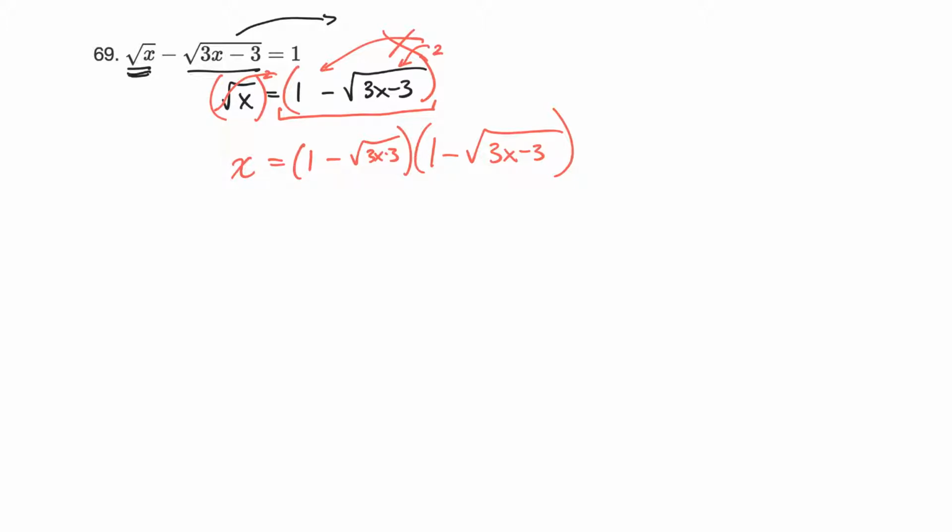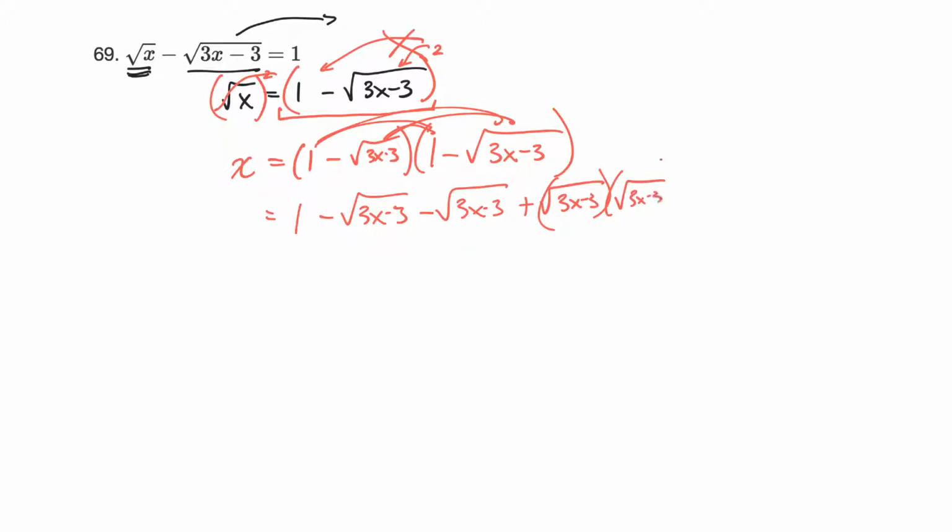Okay, so 1 times 1 would be 1. 1 times negative that would be a negative root 3x minus 3. And then this times this would be another negative root 3x minus 3. And then this one times this one will be a positive root 3x minus 3 times root 3x minus 3. Now, if these are both the same, that's basically root 3x minus 3 all squared, because there's two of them together there. So the squared and the square root will cancel.